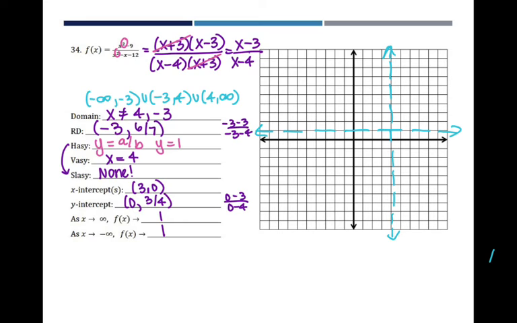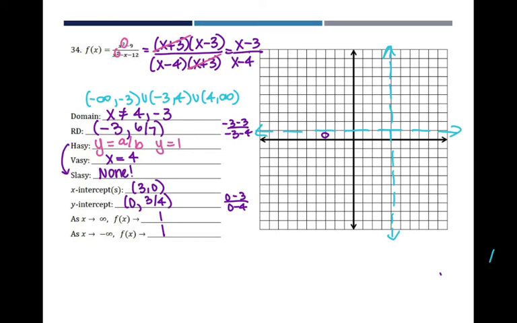And let's plot some points. So negative 3 and 6/7. Negative 3, then 1, 2, 3. 6/7 is almost 1. So I plot my point right here. Actually, that was the hole. Let me make that a hole. 1, 2, 3. There we go.